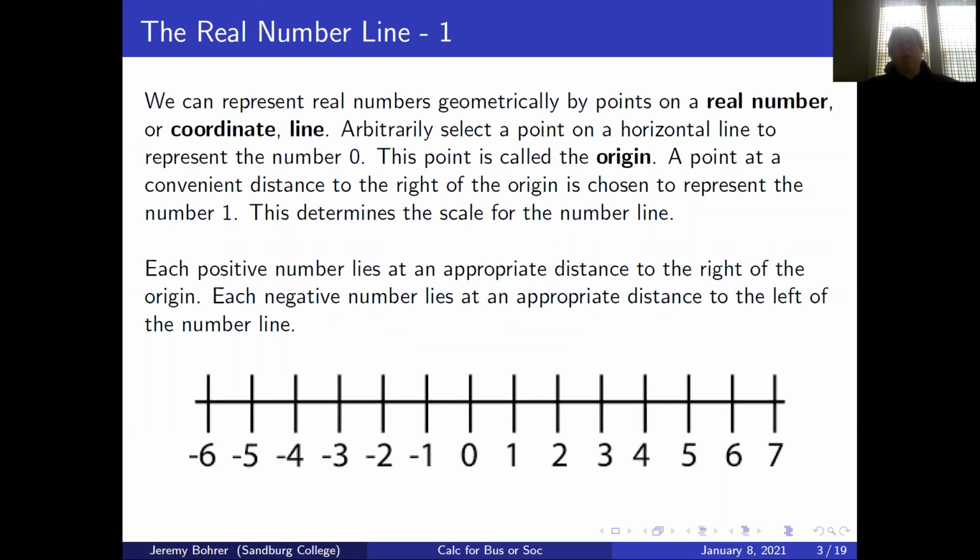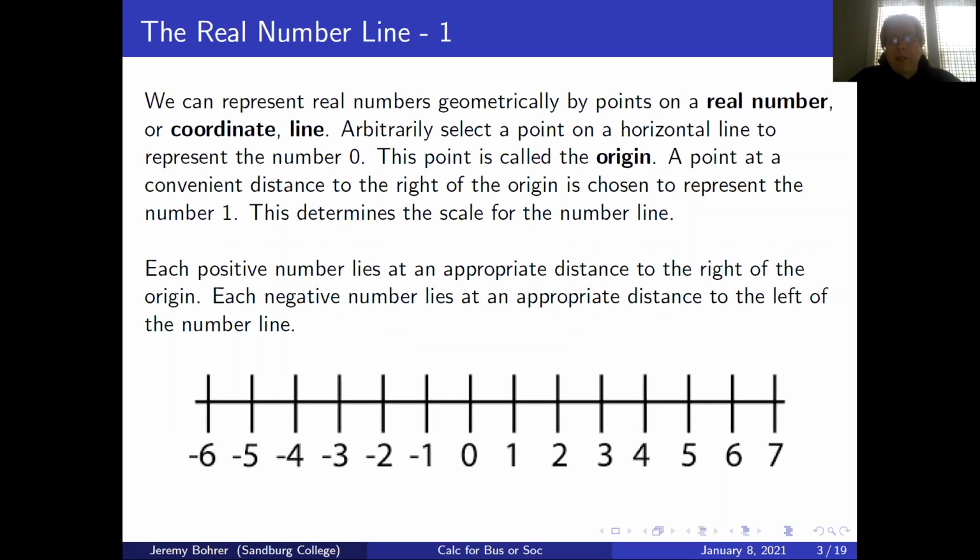So first, we're going to talk about the real number line. We can represent real numbers geometrically by points on a real number or coordinate line. Arbitrarily select a point on a horizontal line to represent the number 0. This point is called the origin. A point at a convenient distance to the right of the origin is chosen to represent the number 1. This determines the scale for the number line.